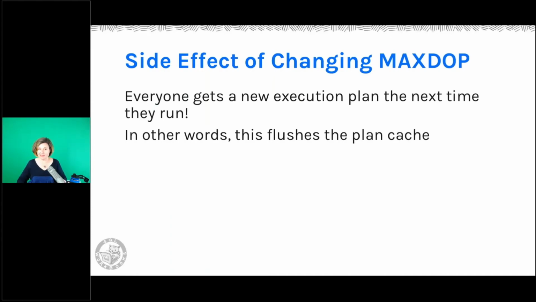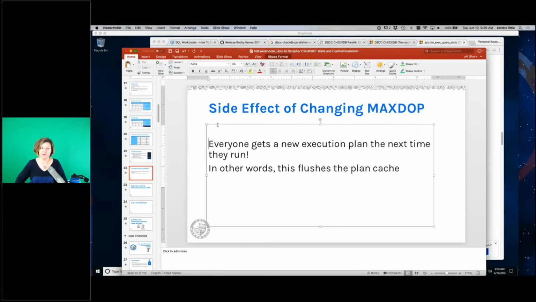Whenever we're changing MAXDOP or cost threshold, which we're going to talk about next, we are going to cause our current query plans to not be considered valid. And I actually think this is fair because, okay, my queries were running with MAXDOP 4. If I change my MAXDOP at the instance level, and this slide should say, let's be clear here, if I change this at the instance level.